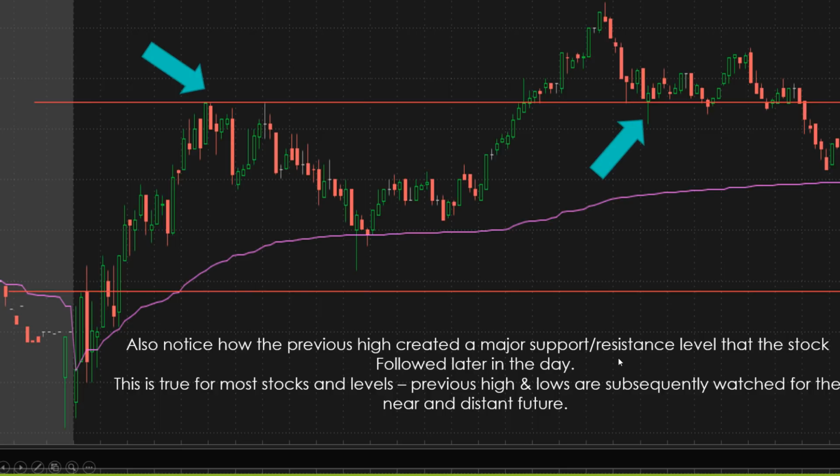And so this is true for most stocks and levels. Previous highs and lows are subsequently watched for the near and distant future. So when you see a previous high or low break, a lot of times traders are looking for those levels to hold as support, but you can just see how much weight this level had. It bounced and rejected off of that level numerous times, and so once that does happen, it turns into a major level for the rest of the day.